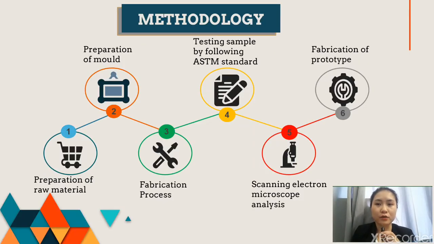This is the methodology of this research to develop a heat and fire insulator application. The first step is preparation of raw material. This step is important in order to obtain the best quality of product. There are two materials used in this research, which are kenaf fiber and fire retardant. Kenaf fiber will be used as the reinforcement, while fire retardant will be used as the additive filler.